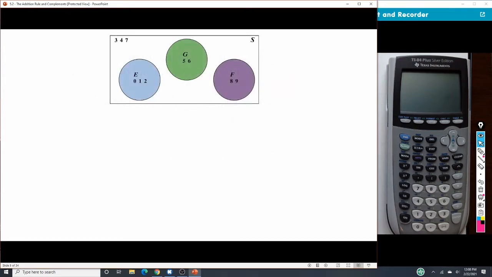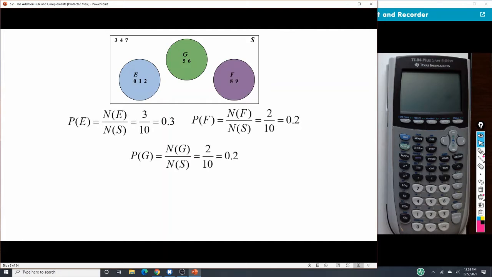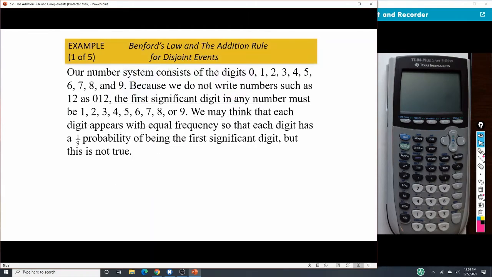We can have as many events as we need. And so here's an example of that. Again, we can find the probabilities of each of the individuals and add those together, as long as they're disjoint. And so the probability of E or F or G is 0.7 here.